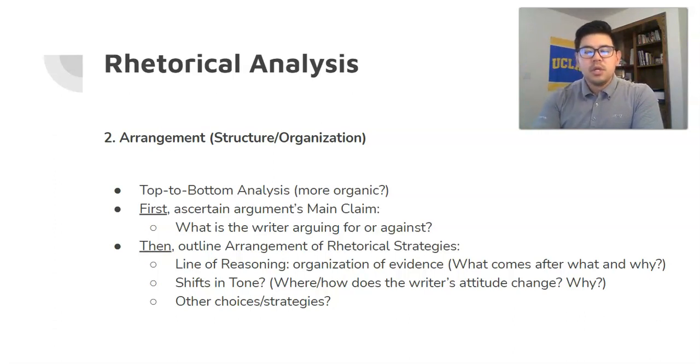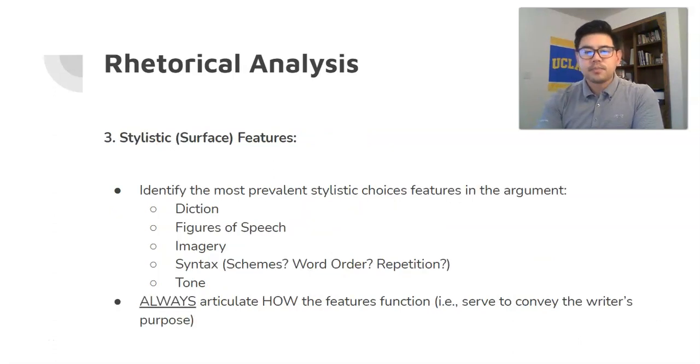For example, does the author use anecdotes? What type of statistics are used? That all goes into the line of reasoning that's created. Third is stylistic features, looking at specifically what type of choices stylistically the author used. And you kind of do that just inherently in this anyway.